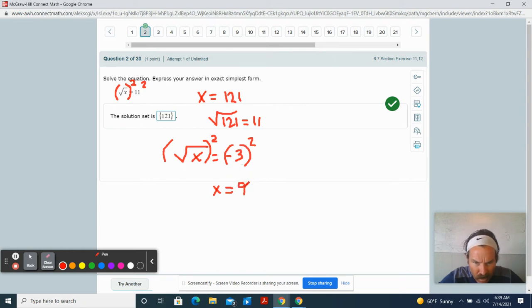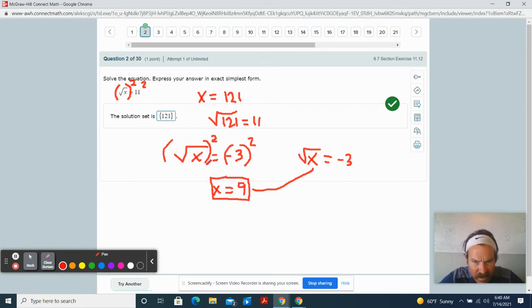Well, it seems like this would be our answer, just like we got x equals 121 on the first one. But if we plug 9 back in, remember the original equation was the square root of x equals -3. The square root of 9 does not equal -3. The square root of 9 is equal to 3, not -3. So what we call this is an extraneous solution. It's basically a fake solution.